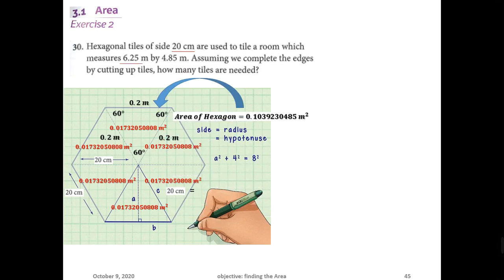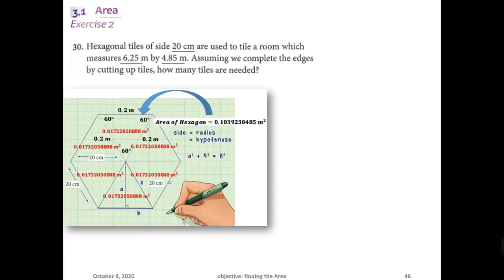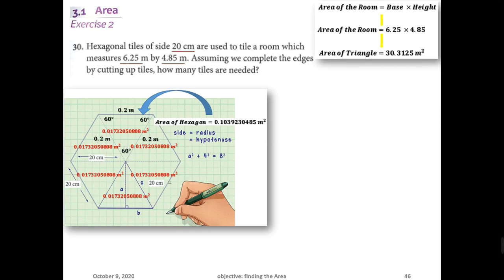Now we need to calculate the area of the room. So the first dimension of this room is 6.25 meter times the second dimension of this room, 4.85. So base times height, because the shape of the room is a rectangle. So the area of the room, if you insert this in the calculator, is going to be 30.3125 meters squared. So we calculated the area of one tile and we calculated the area of the room.